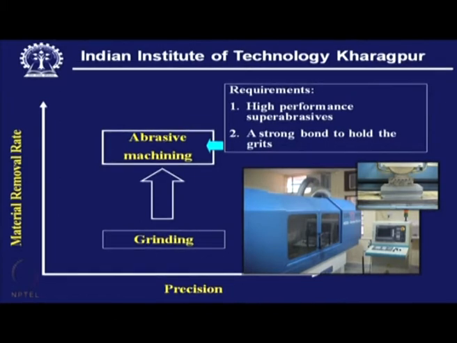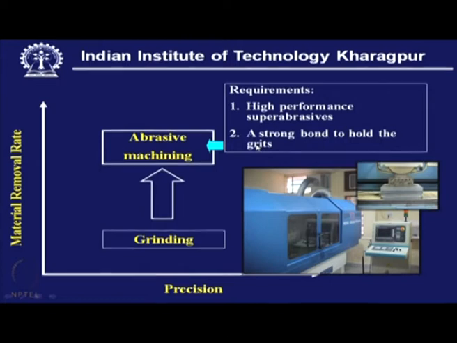However, this grinding can be elevated and it can attain the status of abrasive machining if we increase the material removal rate, which is comparable with that which is provided by a cutting tool, and then this grinding becomes abrasive machining. However, to achieve this, there are at least two minimum requirements to be met. One is the abrasive material must be a high performance super abrasive, and there must be a strong bond to hold the grits.